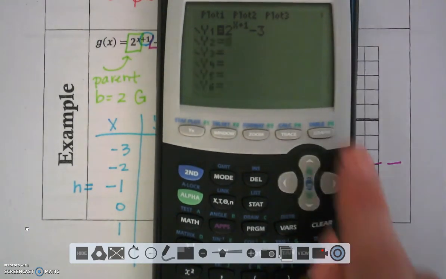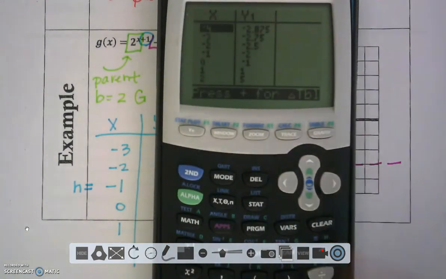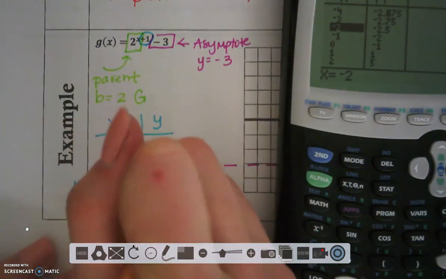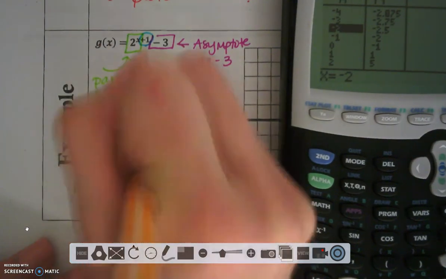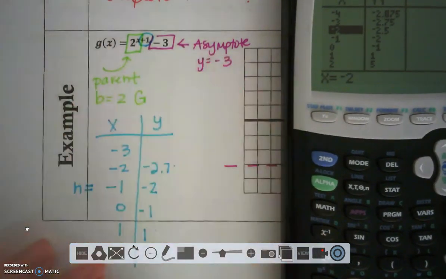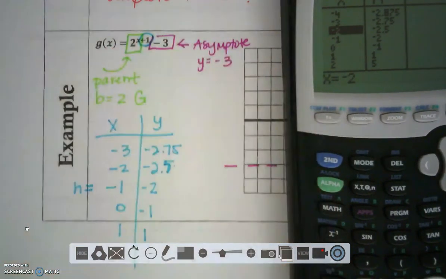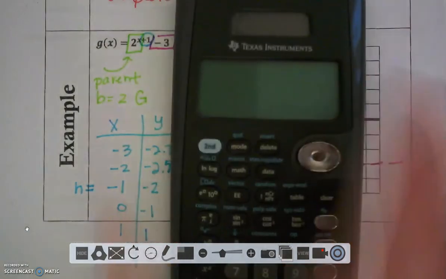Now remember, we went to the table button here, so we're going to hit second table. And I'm going to search for my values here. So I'm going to plug in, let's start at the bottom: 1, 1, 0, negative 1, negative 1, negative 2, negative 2.5, and negative 2.75.